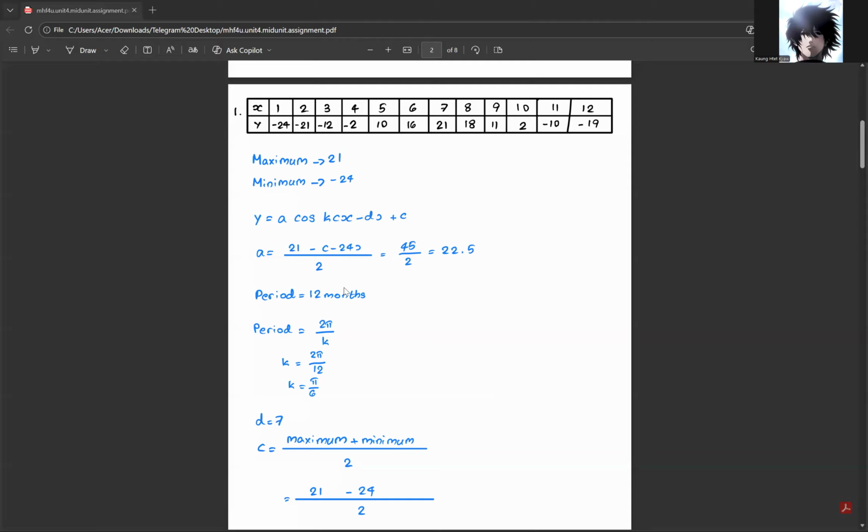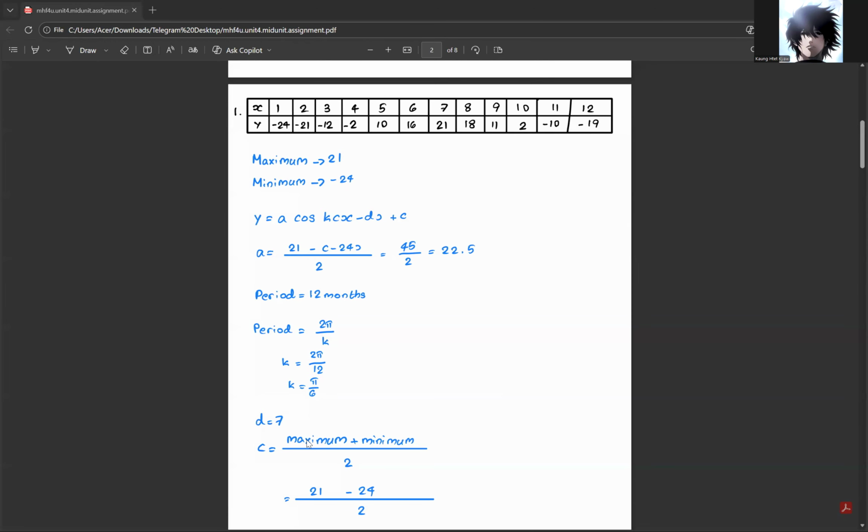To find the amplitude, I take the difference between the maximum and minimum and divide it by two. 21 minus negative 24 gives 45. 45 divided by 2 is equal to 22.5. So the amplitude is 22.5.